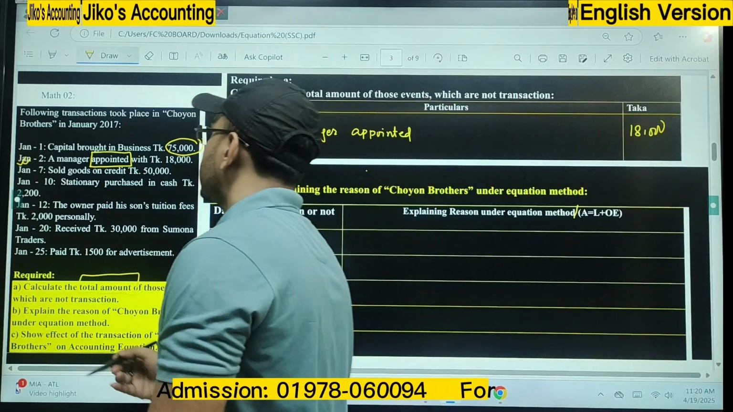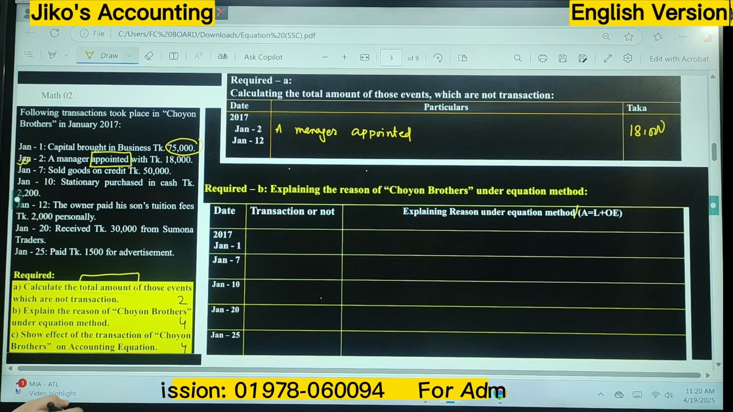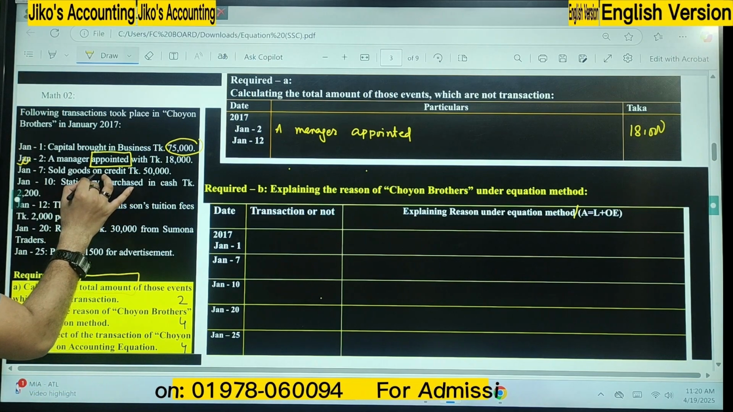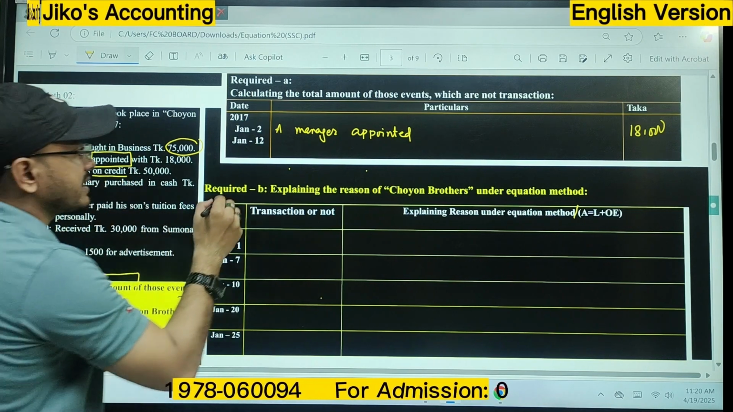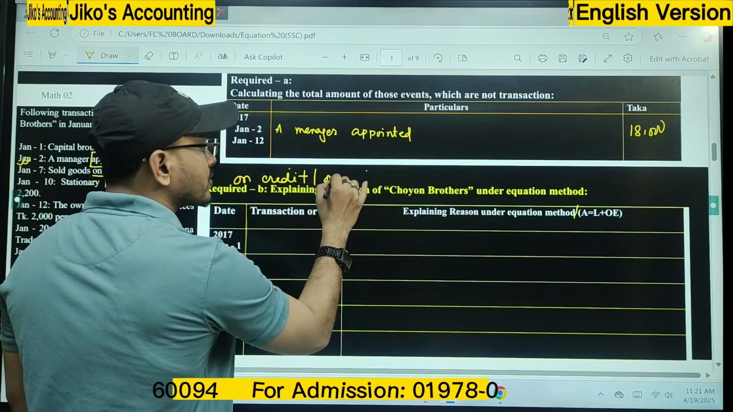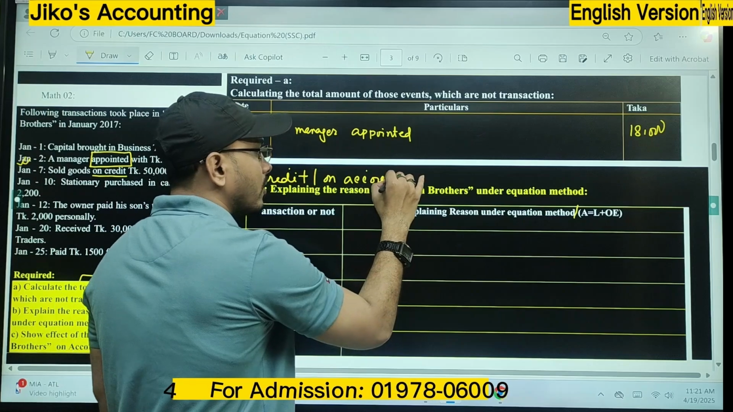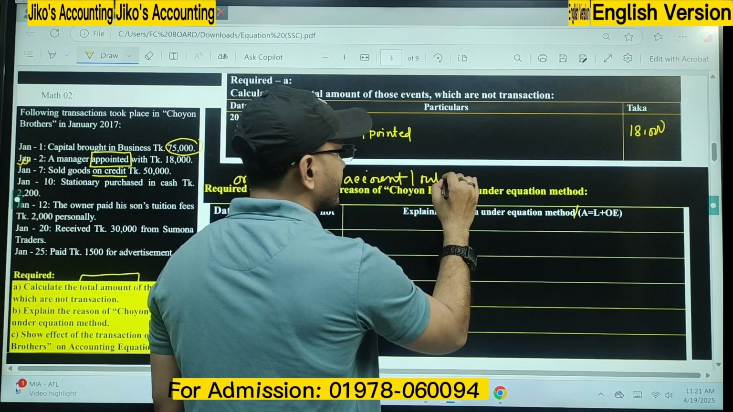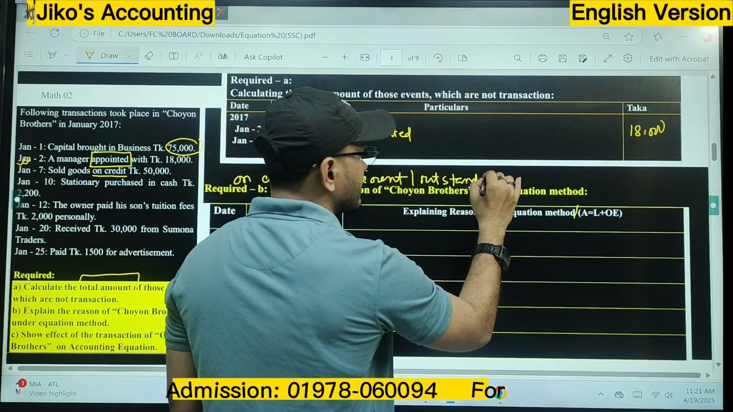However, our second option, sold goods on credit. Sold goods on credit. You can see on credit, on account, and outstanding. These three words are similar.